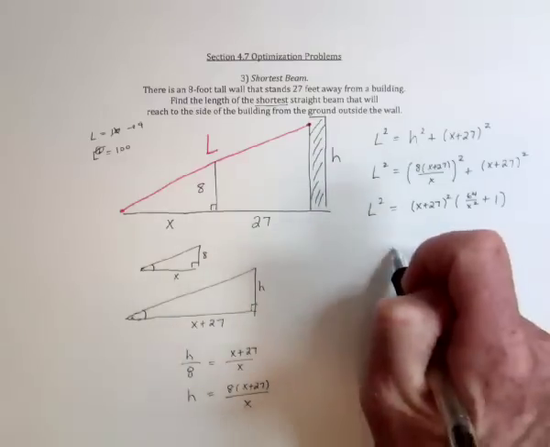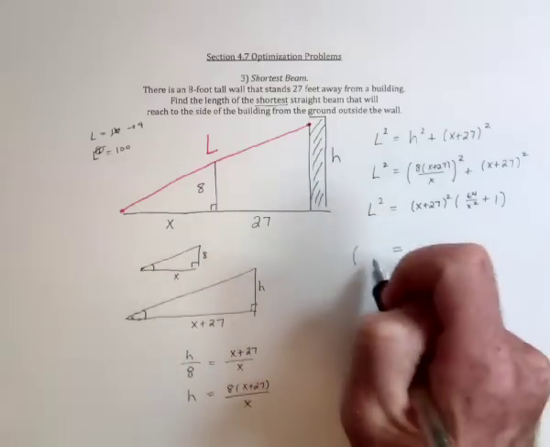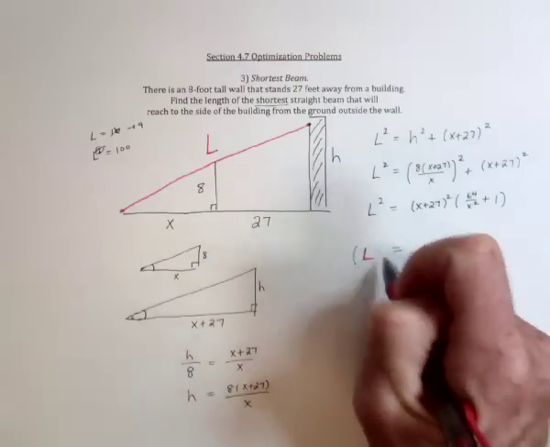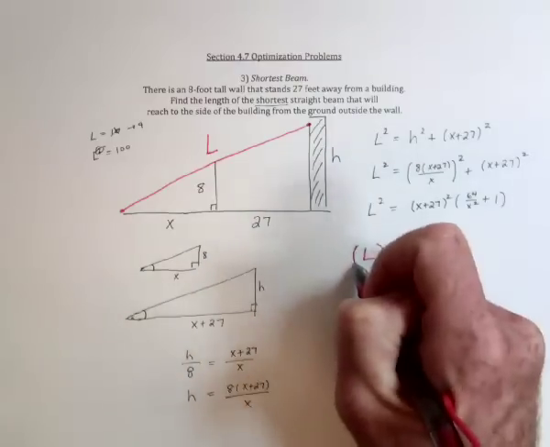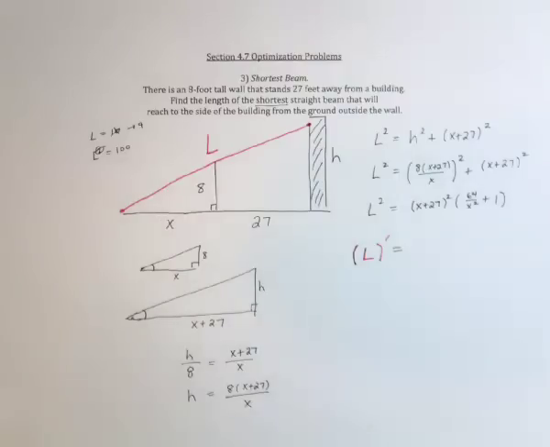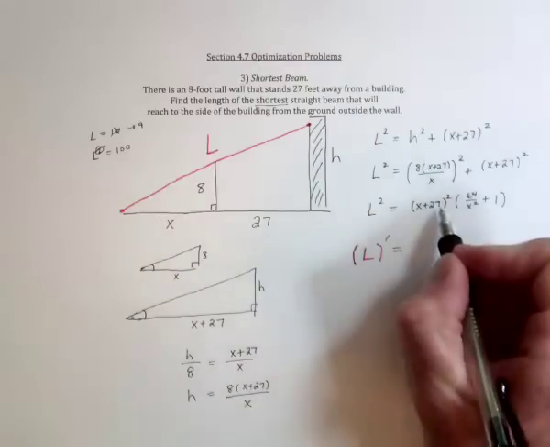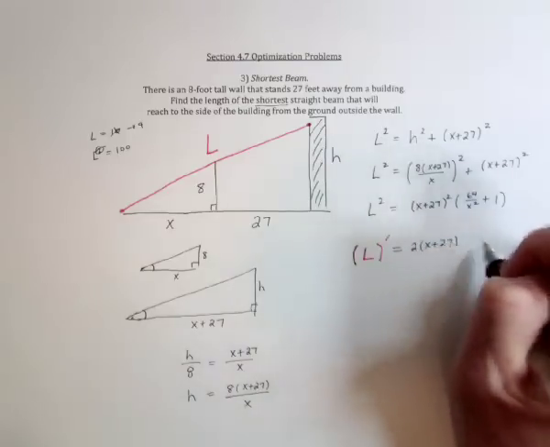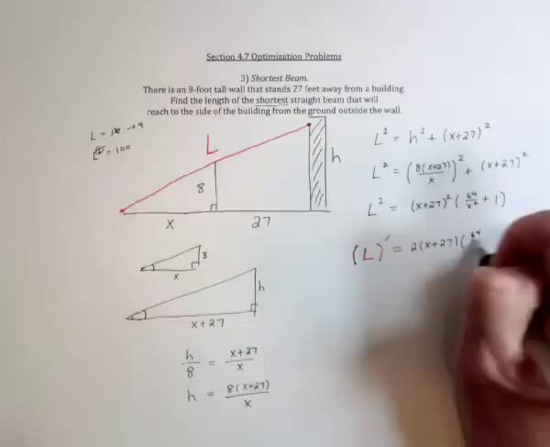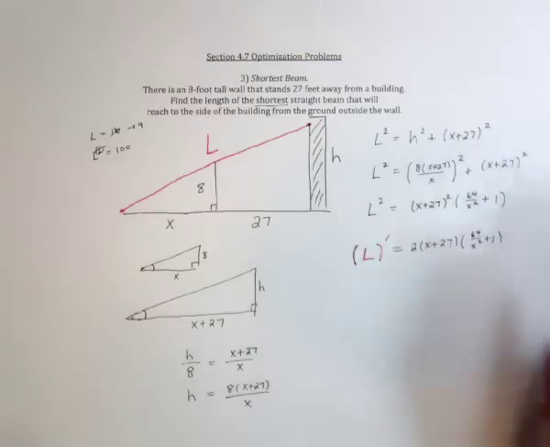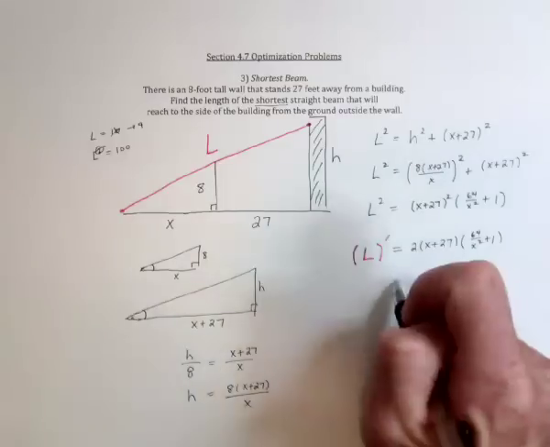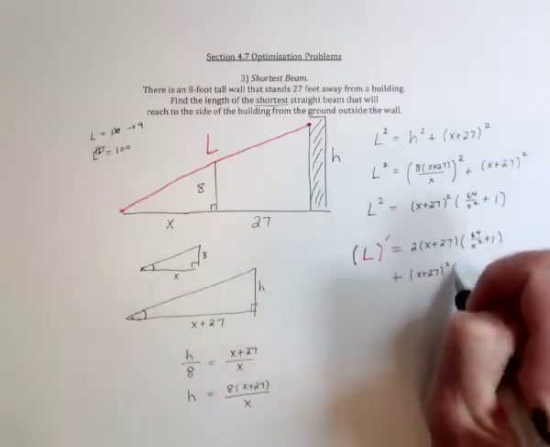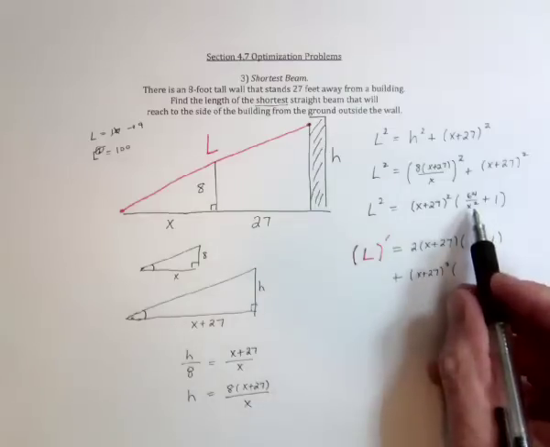So we're going to then take the derivative. I'm just going to say we're finding out what's the minimum of L, and now take the derivative. So we're going to have to use the product rule. So derivative of the first one would look like this, and then the second one left alone, and then plus the x plus 27 squared left alone, and then take the derivative of this.